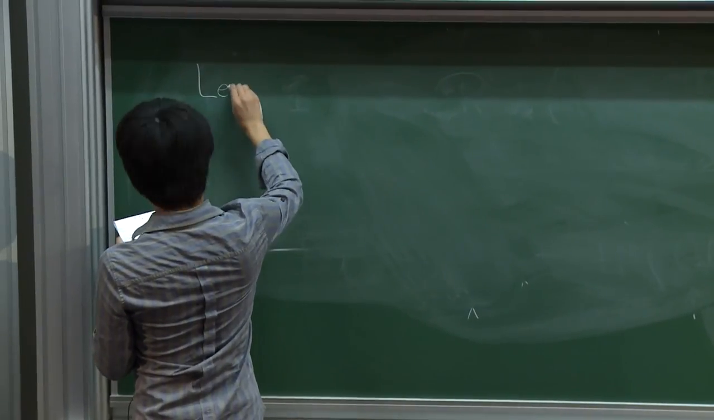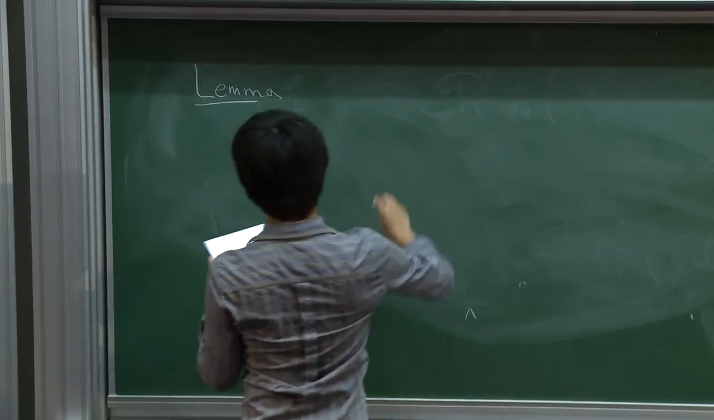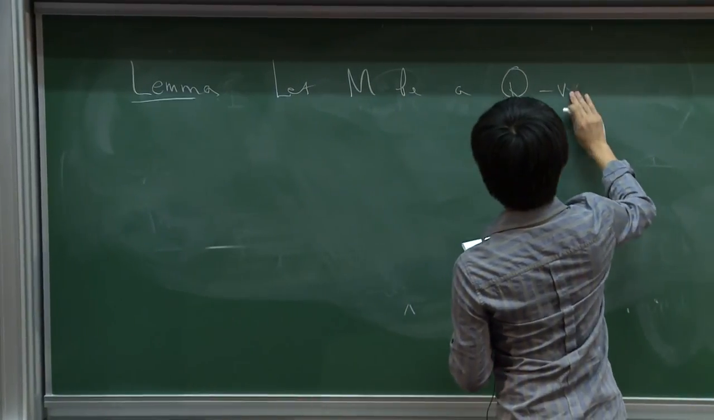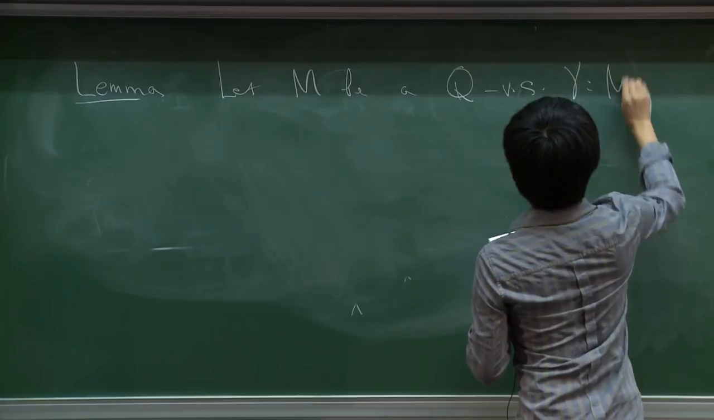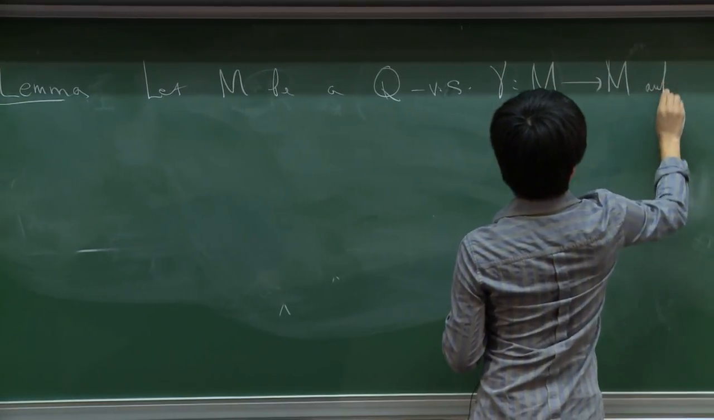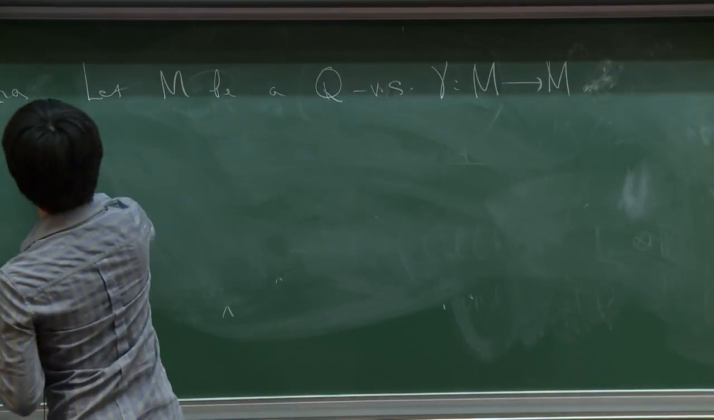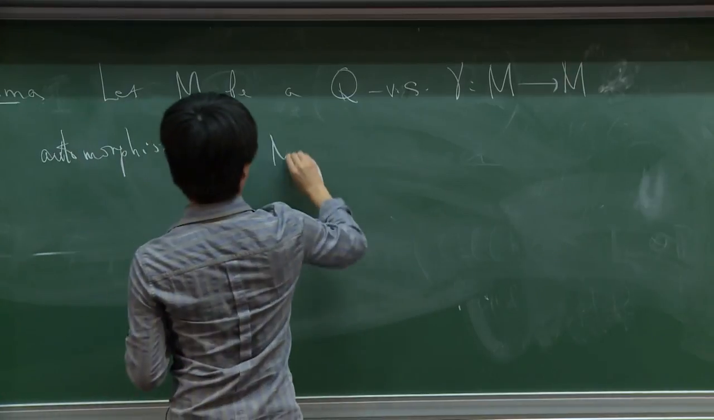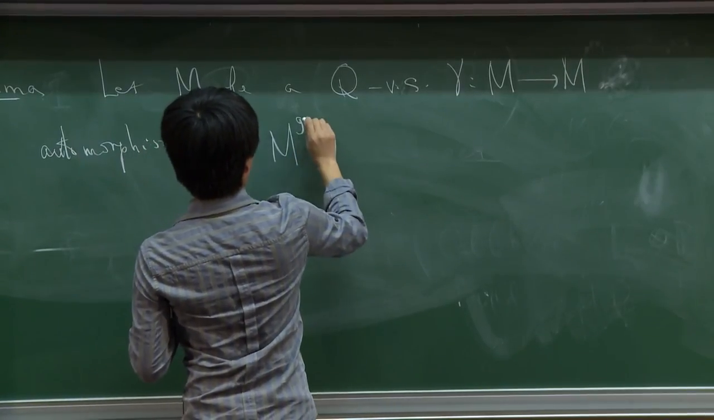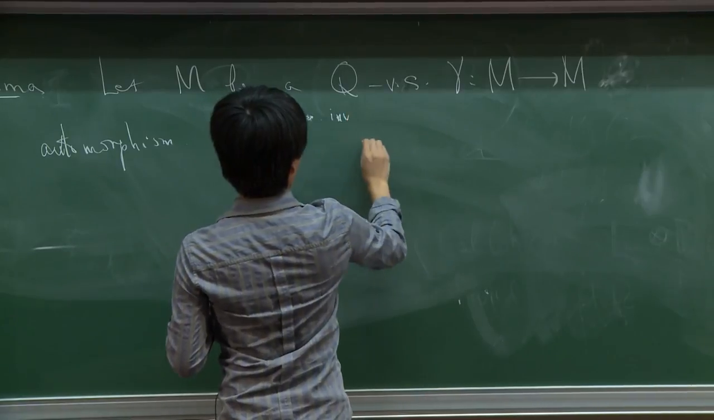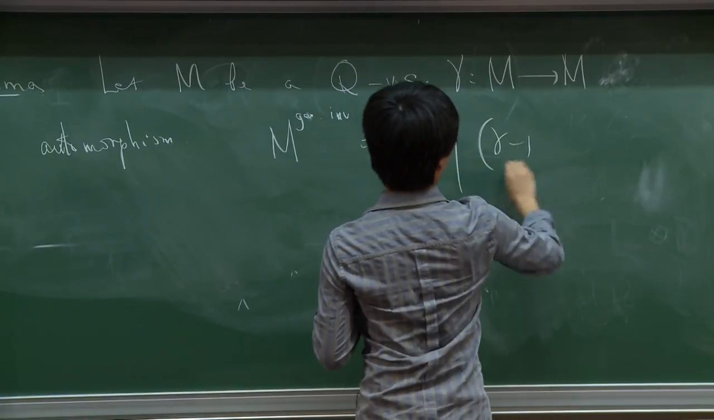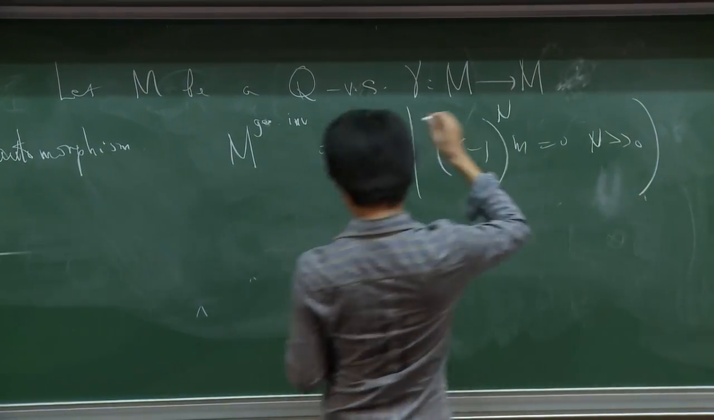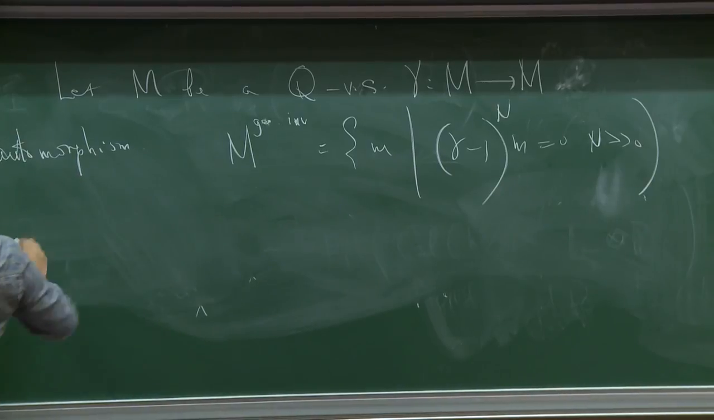From linear algebra, which is a good exercise. Let M be a Q vector space with gamma as an automorphism. Then let me write M generalized invariant subspace to be just those m such that (gamma minus 1)^n m is 0 for some large enough n. Just a generalized eigenspace for eigenvalue 1.